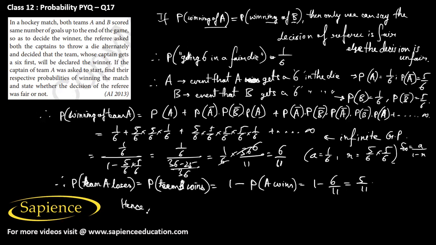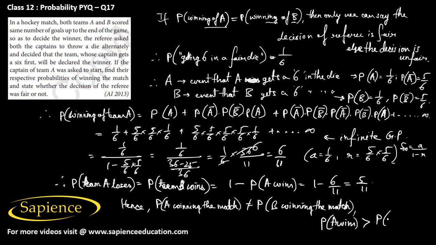So hence here we can see that the probability of team A winning the hockey match is not the same as the probability of B winning the hockey match. The probability that A wins is obviously greater than the probability that B wins, since A starts the throw of the die. So we can see that the team who starts the throw will have a greater chance to win the game.